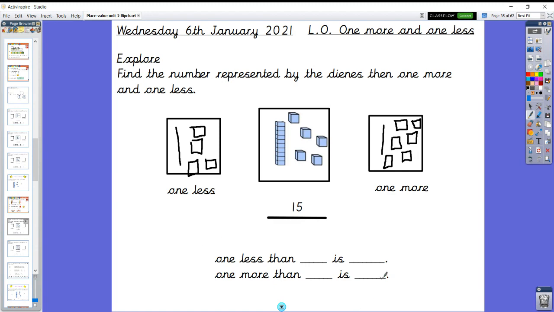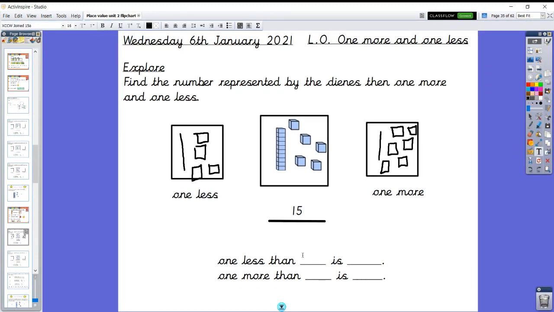So our next job is to fill in our stem sentences. If we have a read of them, the first one says 1 less than something is something, and the second one says 1 more than something is something. So have a little think about what those missing numbers are and see if you can say that whole stem sentence out loud. Okay, pause the video, have a go at saying them, and then we will have a think together.